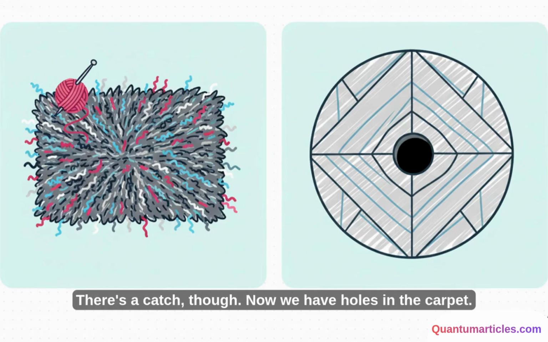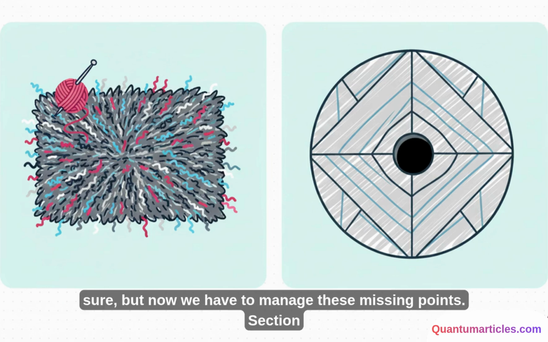There's a catch, though. Now we have holes in the carpet. These correspond to states that are literally at infinity. So we've gained a ton of elegance, sure, but now we have to manage these missing points.